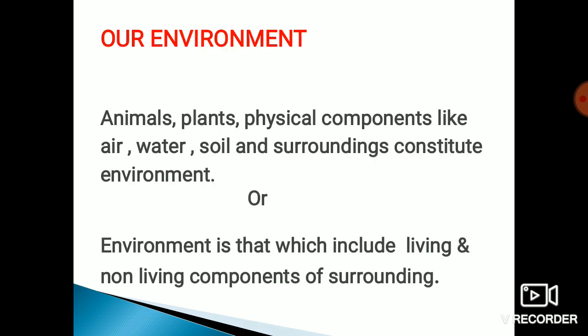Our environment. Students should know about our environment. Plants, animals, physical components like air, water, soil, and surroundings constitute environment, or in other words, environment is that which includes living and non-living components. Both living and non-living components make our environment.